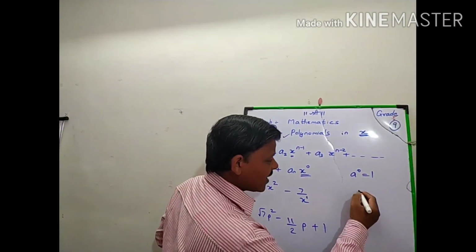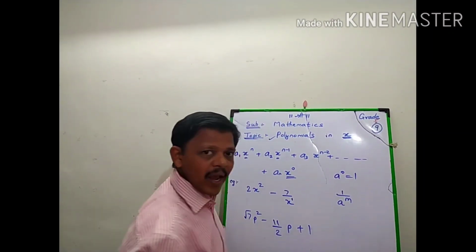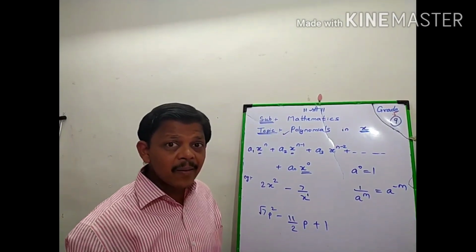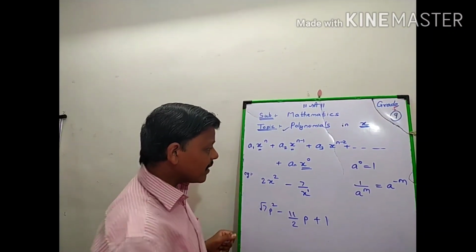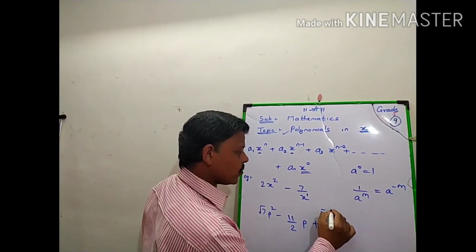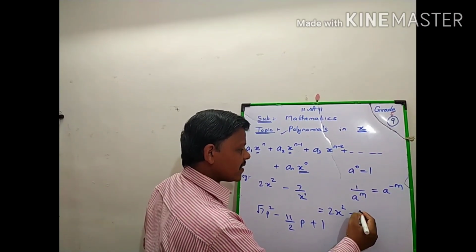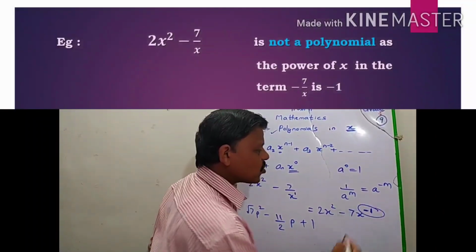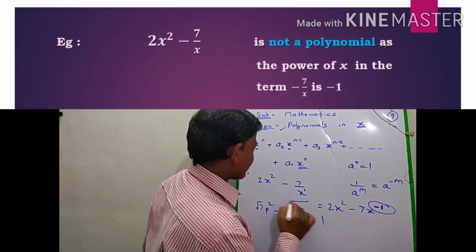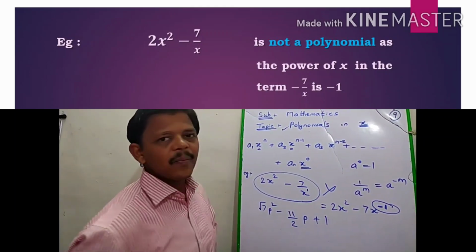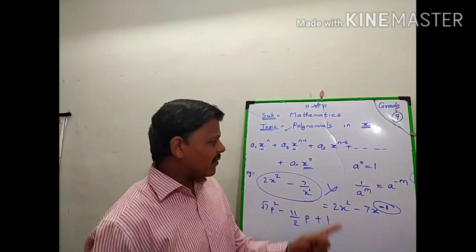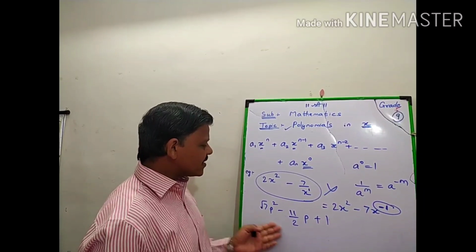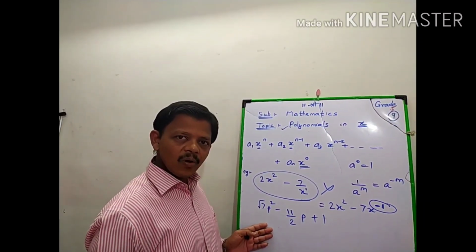Do you remember what was our next law? 1 upon a raised to m is equal to a raised to minus m. So here this would actually be 2x square minus 7 into x raised to minus 1. And this power is not a whole number, it is an integer. This expression cannot be a polynomial because our powers cannot be negatives, cannot be square roots. So now very easily you can tell, is this a polynomial? No, because it is a root.